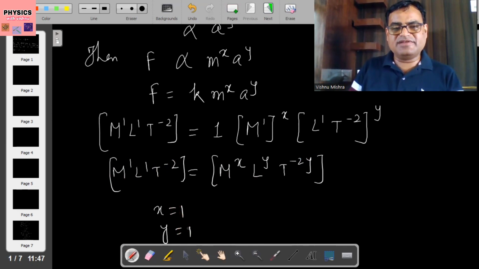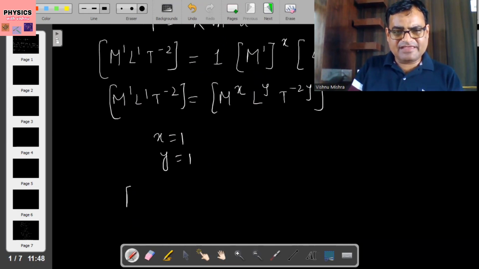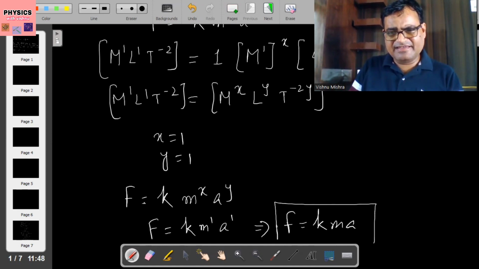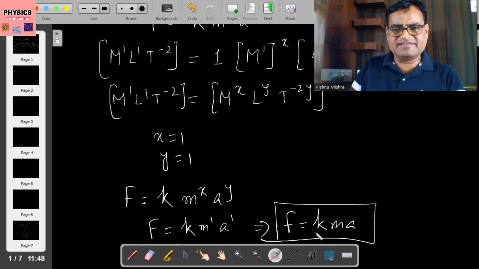Now what is the formula? Therefore the formula is F equal to K m power x a power y. So write down the formula now. F equal to K m power x a power y. So F equal to K m power 1 a power 1, or F equal to K ma. And experimentally you have to write K equal to 1, but no need to write this one. You can leave it like this, F equal to K ma.